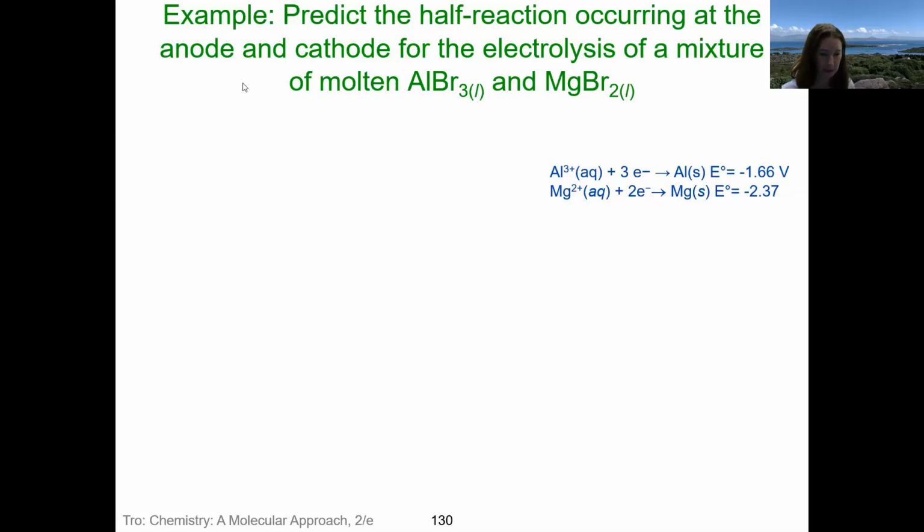Okay, so let's look at this. Predict the half reaction occurring at the anode and cathode for the electrolysis of a mixture of molten AlBr3 and MgBr2. Well, we don't have to worry about Br, right? Anion is oxidized, Br is oxidized. We're good. Question is, who's reduced?